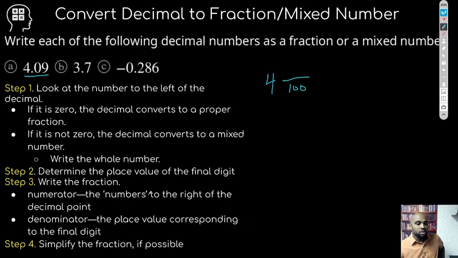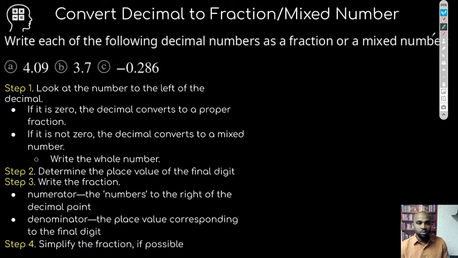Numerate the numbers to the right of the decimal point. Those are going to be 0, 9. In this case, we just write 9 hundredths. And the denominator is the place corresponding to the final digit, which is hundredths. Now I can simplify this if I can, but I can't because 9 and 100 have no common factors other than 1. So that's how we keep it. There is a mixed number for you.